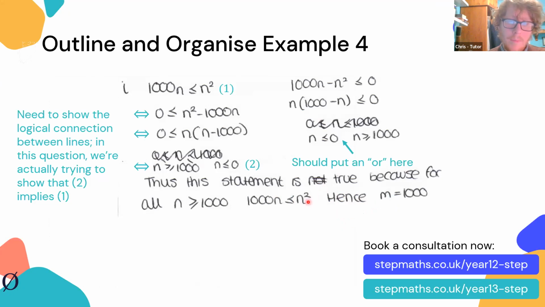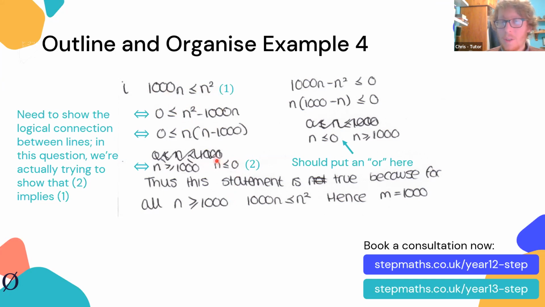This one, basically this person needed more logical annotation of the connections between steps. So here the question actually asked you to show that line 2, which is that either n is greater than 1,000 or less than 0, implies line 1. Oh, okay. But they started with line 1 and worked towards line 2.